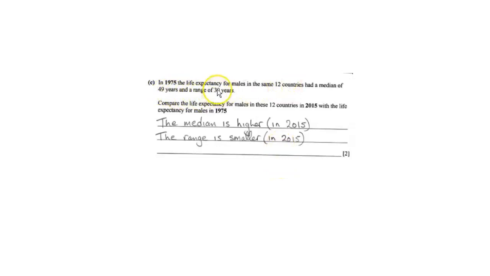So all you're doing is comparing it. You either compare it with your median or you compare it with your range. You can see the median is higher in 2015. In 2015 it was 58 and in 1975 it was 49. The range is smaller in 2015. The range in 2015 was 24 and the range in 1975 was 30.